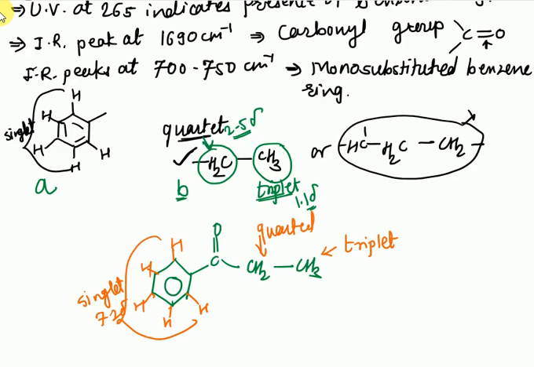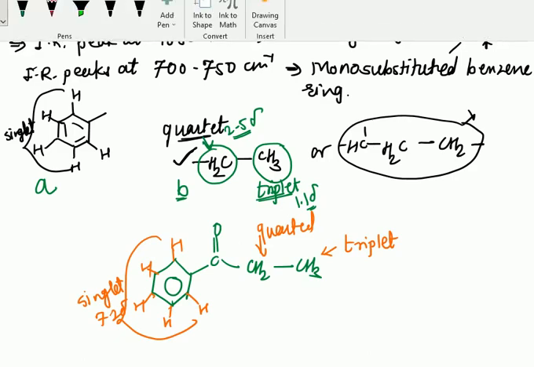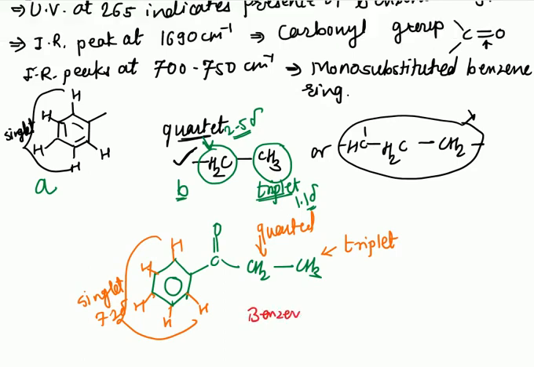Sites of unsaturation are also matched here. Total sites of unsaturation are 5. The benzene ring carries 4 sites of unsaturation, and this carbonyl group has one site of unsaturation. So the total of 5 sites of unsaturation also matches. Let us see the next numerical problem based on the same topic.